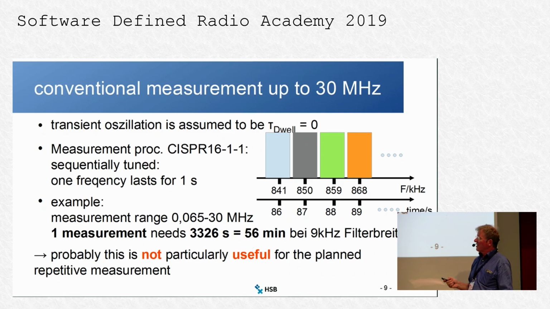When you want to measure the range from 65 kilohertz up to 30 megahertz, one measurement takes 3,026 seconds, meaning around 56 minutes with 9 kilohertz bandwidth. Probably this is not particularly useful for the planned repetitive measurement, since we want to make another measurement every 10 minutes to find out the dependency on time.